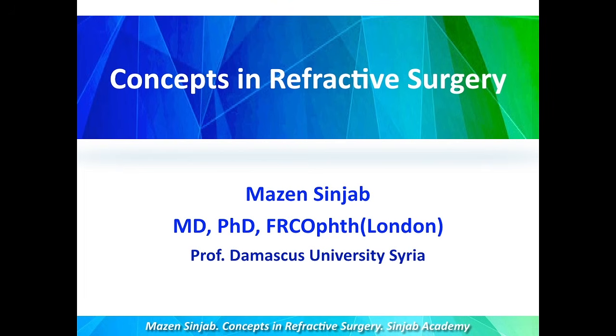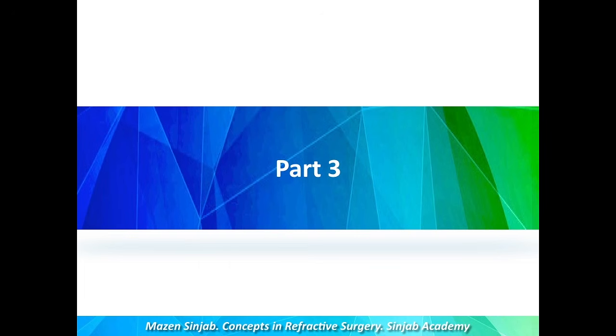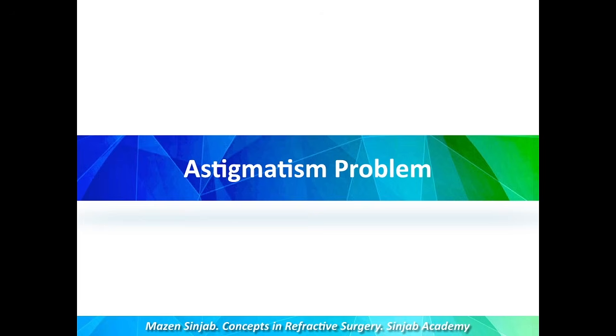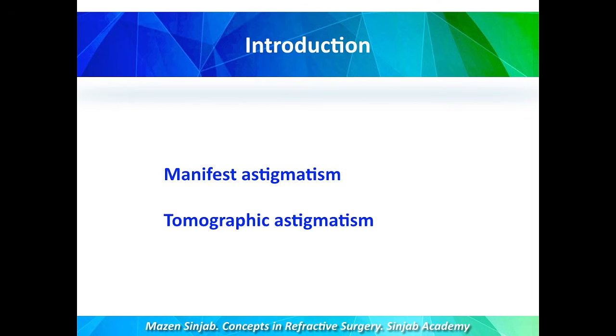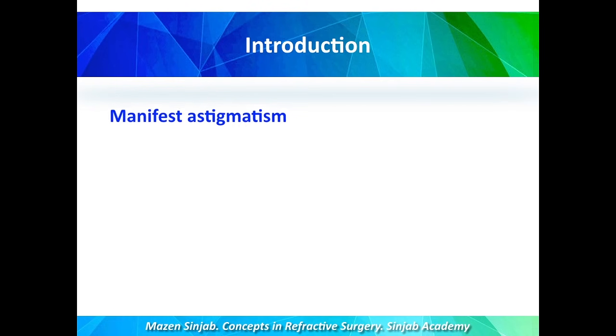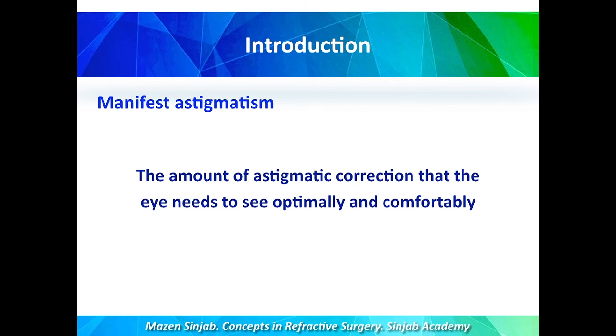Concepts in Refractive Surgery Part 3. Astigmatism Problem. There are two types of astigmatism, the manifest astigmatism and the tomographic astigmatism. The manifest astigmatism is defined by the amount of astigmatic correction that the eye needs to see optimally and comfortably.